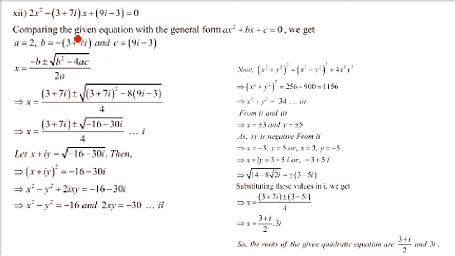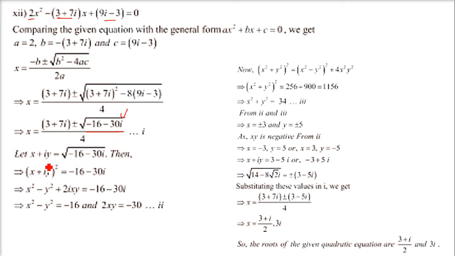Now, the same thing we have already done and we are going to repeat it, because all the questions you can do by this method also. Compare it with ax square plus bx plus c. a is 2, b is minus 3 plus 7i and c is 9i minus 3. So just put it here: x equal to minus b plus minus under root b square minus 4ac by 2a. When you resolve it, you get this root term. All these things you can do. Now this is under root minus 16 minus 30i.